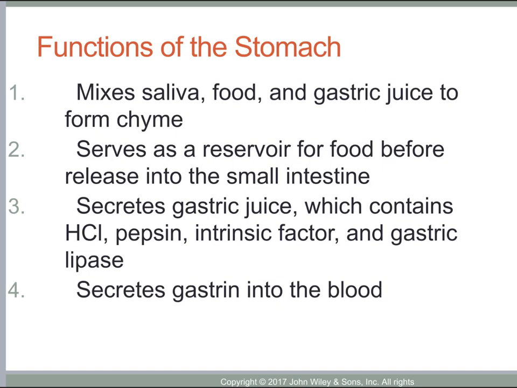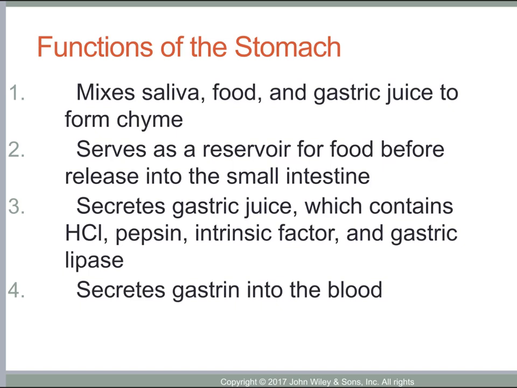Now that we have looked at the anatomy of the stomach, we can examine its functions. The job of the stomach is to mix that saliva, that bolus of food, and gastric juices that have been produced by the cells of the stomach to form this liquidy chyme mixture. The stomach is going to serve as a reservoir. It is a bulk storage chamber that's going to store food before it is released into the small intestine.